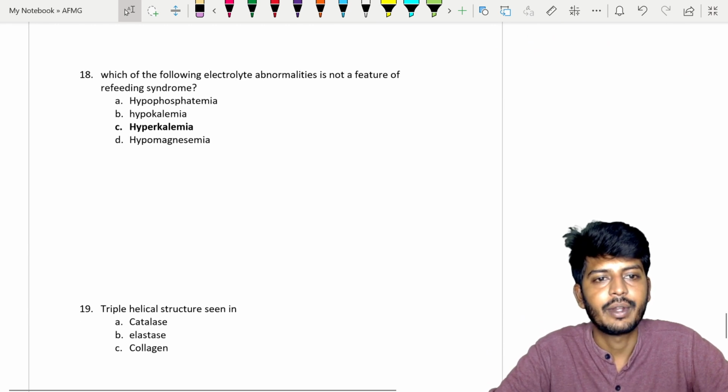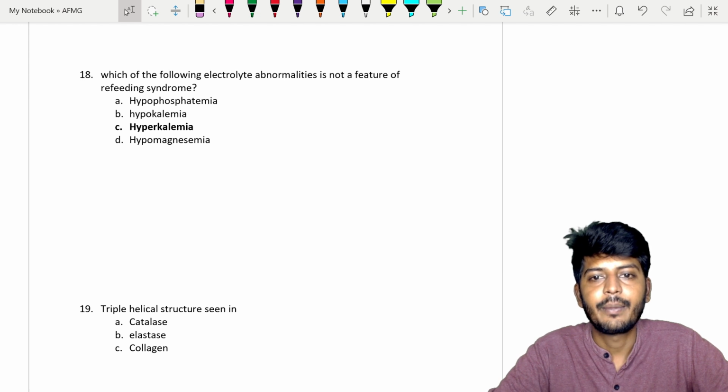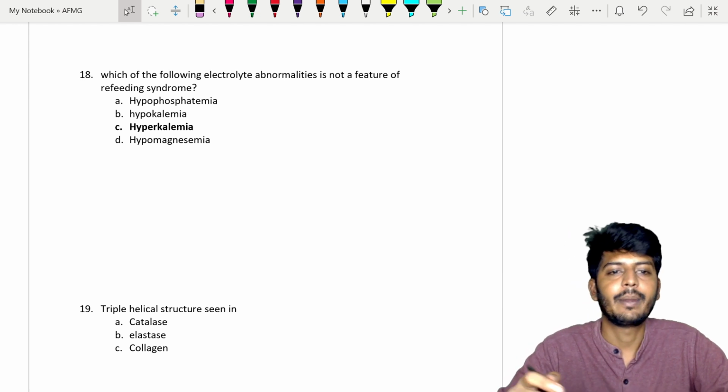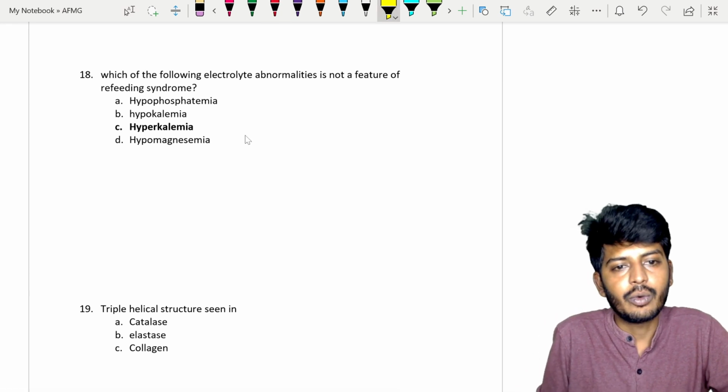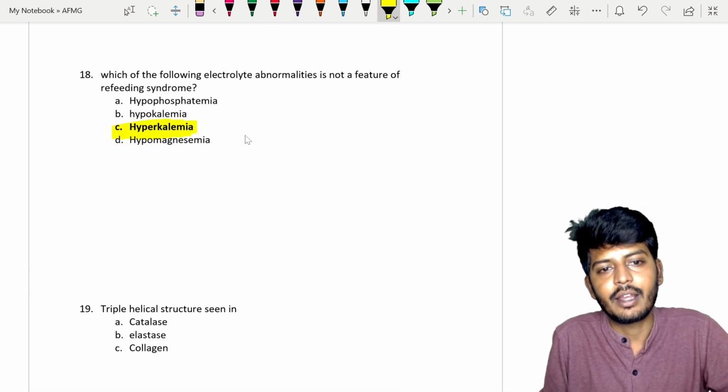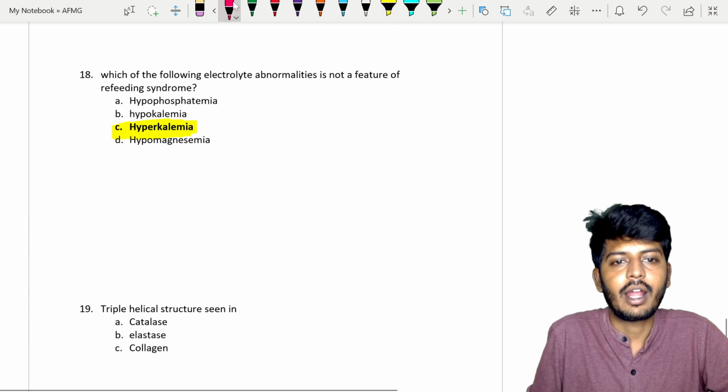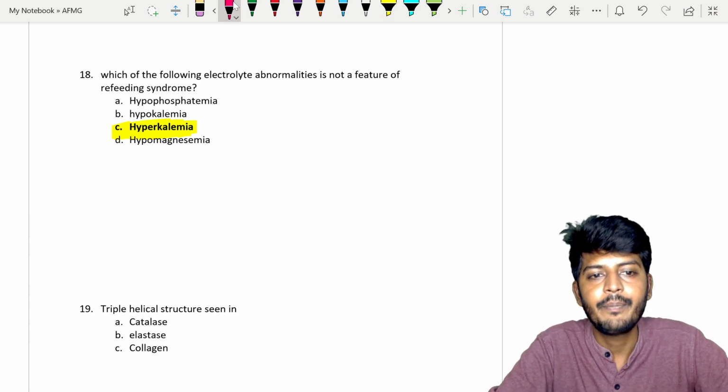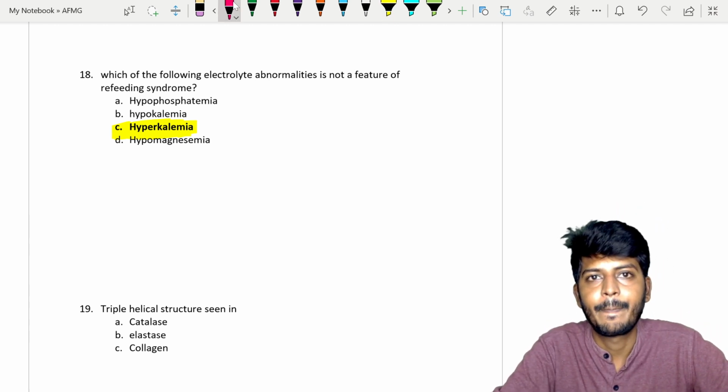Okay, let's go to the next one. Which of the following electrolyte abnormalities is not a feature of refeeding syndrome? Remember, it's a direct point to be remembered. You do not encounter hyperkalemia in refeeding syndrome. Rather, you will encounter hypophosphatemia, hypokalemia, hypomagnesemia.